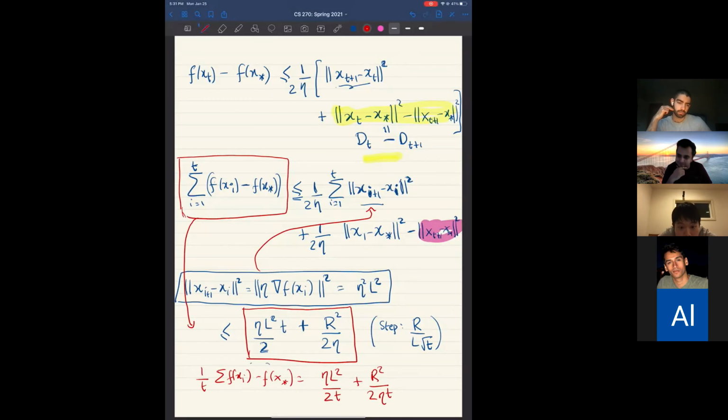Okay, thank you. Well, Professor, when you do the average regret, I don't think there's a t in the denominator in the first term, because when you divide through, doesn't it go away? Oh, in the second term, you mean? On the right hand side, yeah. Oh, over here. Yeah, it says eta L squared over 2t. Yes, that's right. Yeah, thanks.